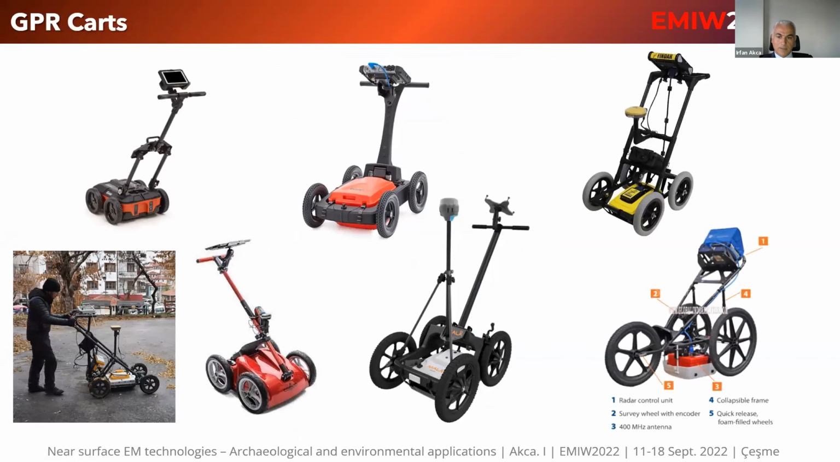Okay, the GPR cart types differ from manufacturer to manufacturer, so there are a lot of examples. They are all good examples. Some of them are more compact, and others are more suitable for rough terrains. Also, depending on the frequency of the antenna, its size is also changing. So there are a lot of good options to use with carts.